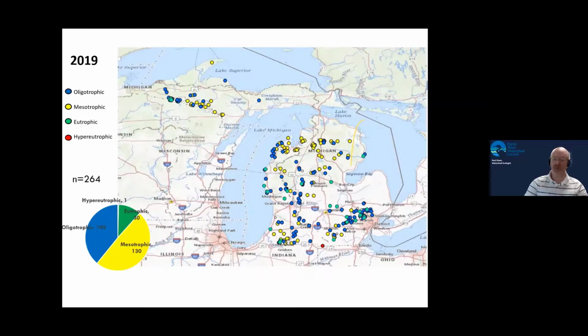But I think more and more people are just aware of how bad fertilizers can be for lakes. So I think over time, we are going to continue to see a drop in nutrient levels.